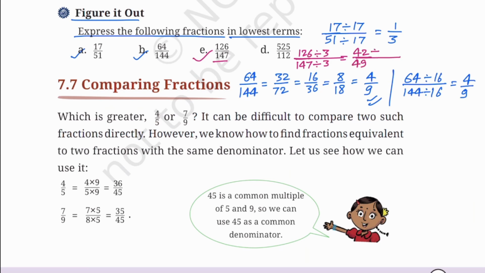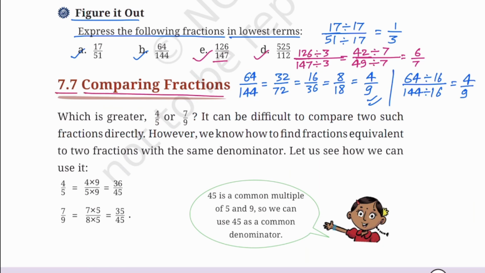And again dividing by 7. You will get 6 upon 7. D. 525 upon 112. Try doing that.